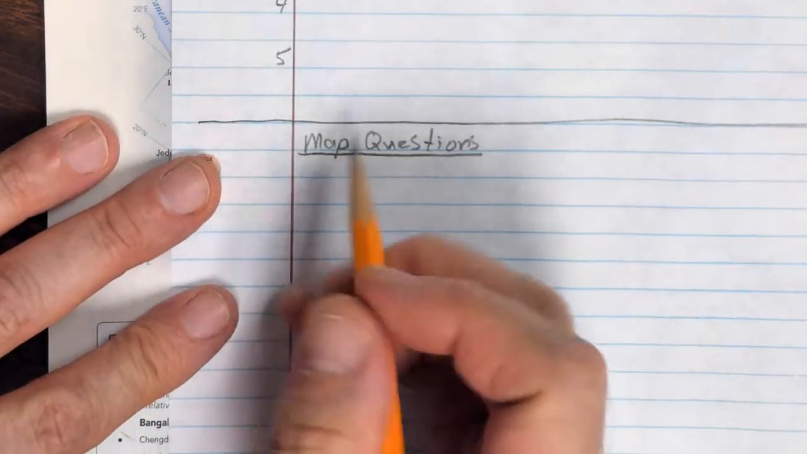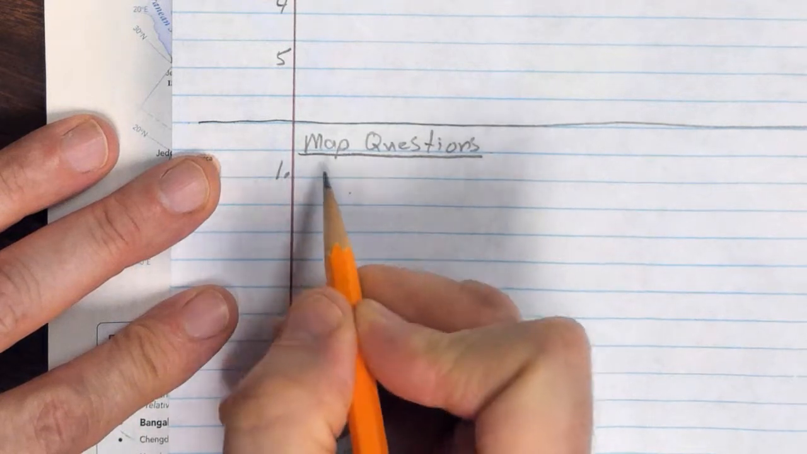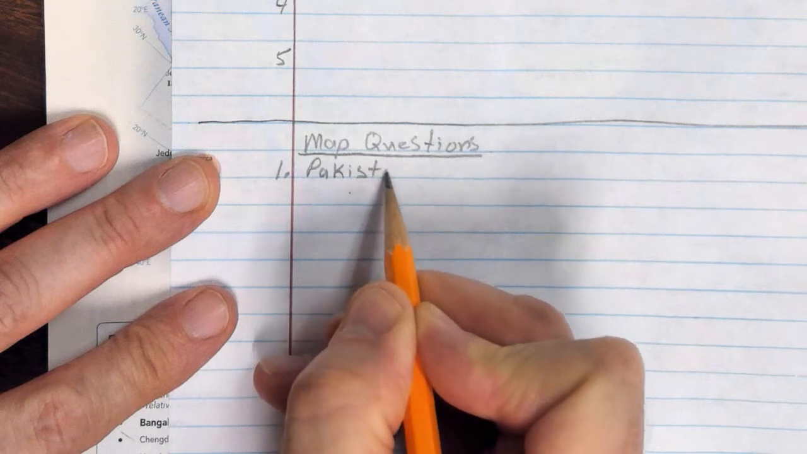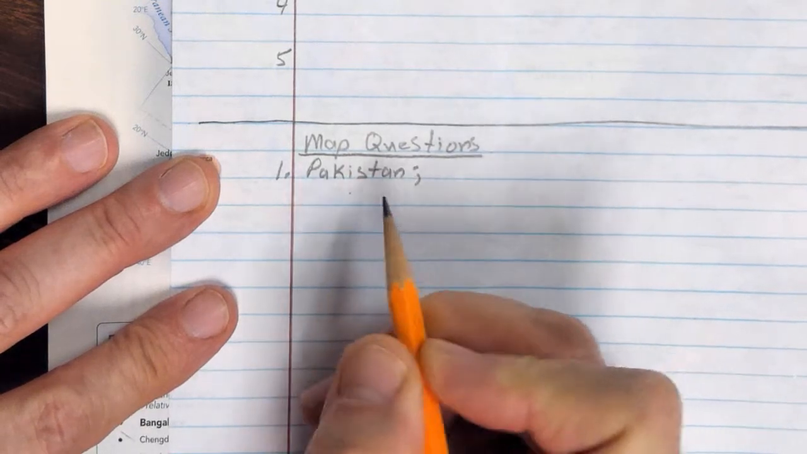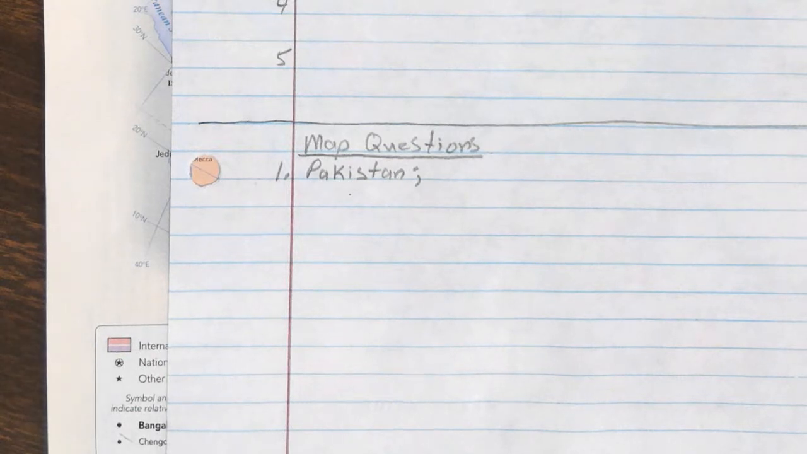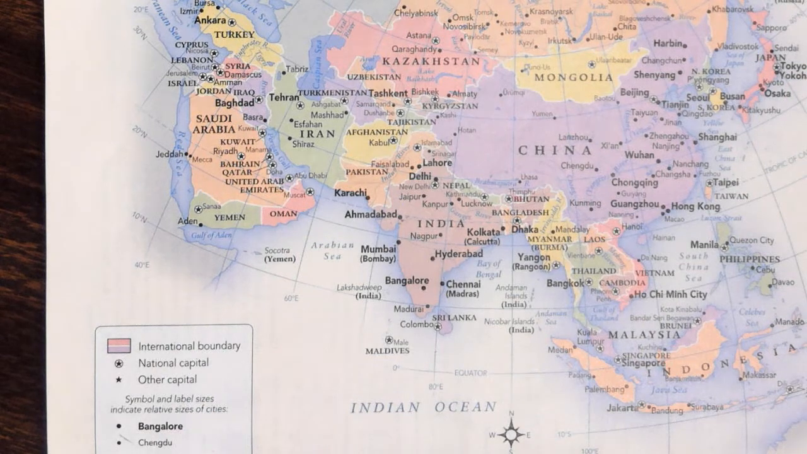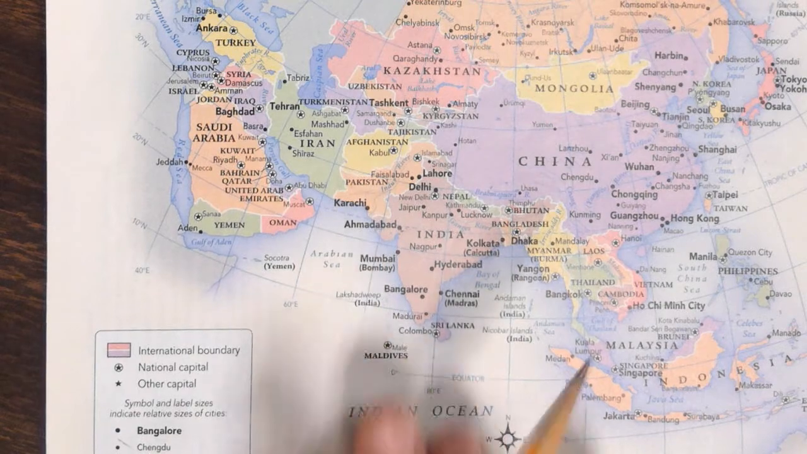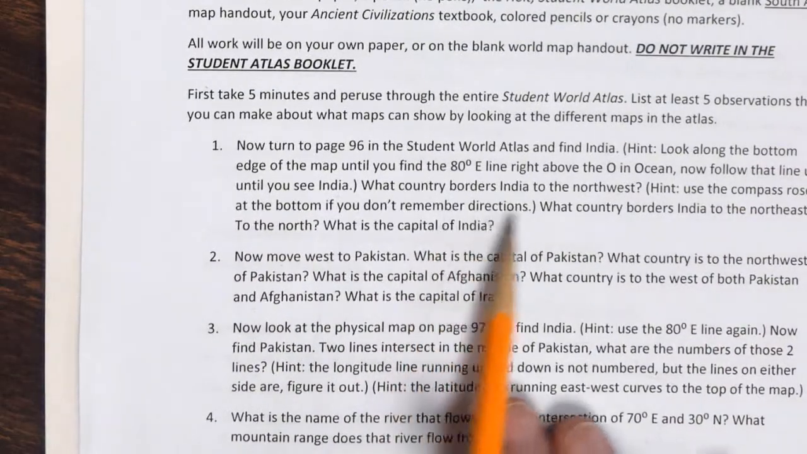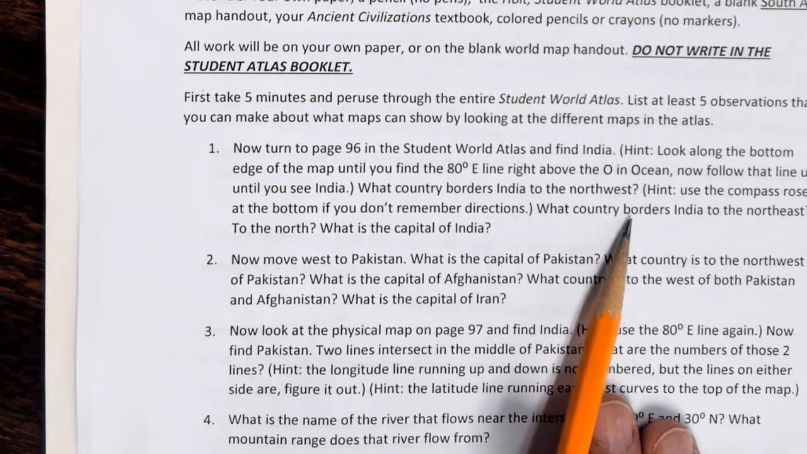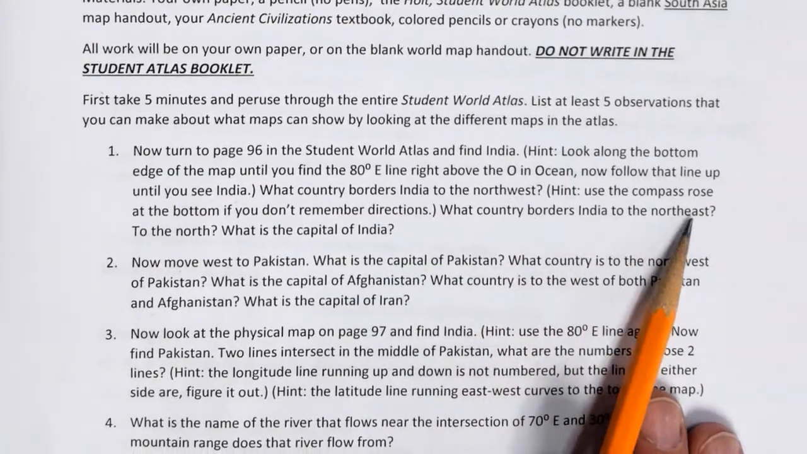Yeah, here we go, down here. First answer for number 1, Pakistan. And a semicolon, because we're going to have more answers for number 1. Okay, did everybody see how I got Pakistan? Pakistan, India, northwest. Okay, let's look at the rest of number 1. What country borders India to the northwest? Pakistan. What country borders India to the northeast?